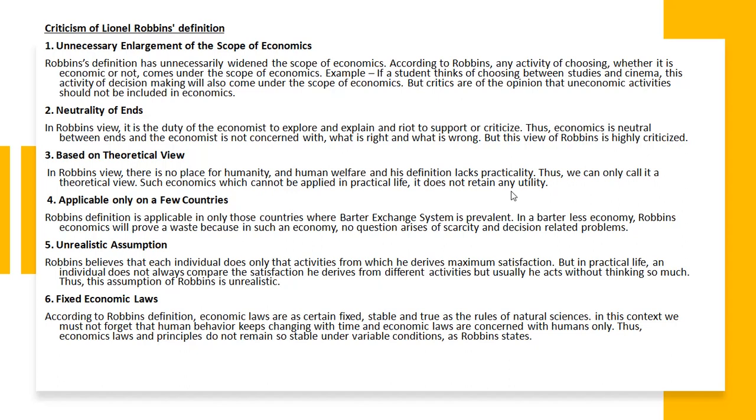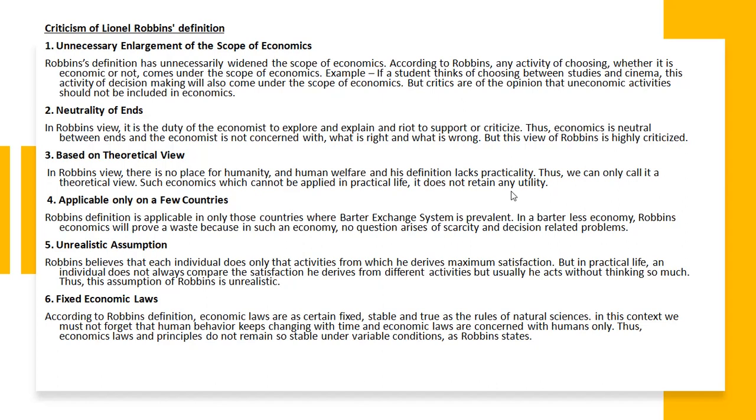Now, he also talked about fixed economic laws. According to Robbins' definition, economic laws are certain, fixed, stable and true as the rules of natural sciences. It is not flexible. So again, Robbins' definition was criticized on this basis, because economic laws and principles are variable. They are not constant or fixed, because these need to be changed from time to time.